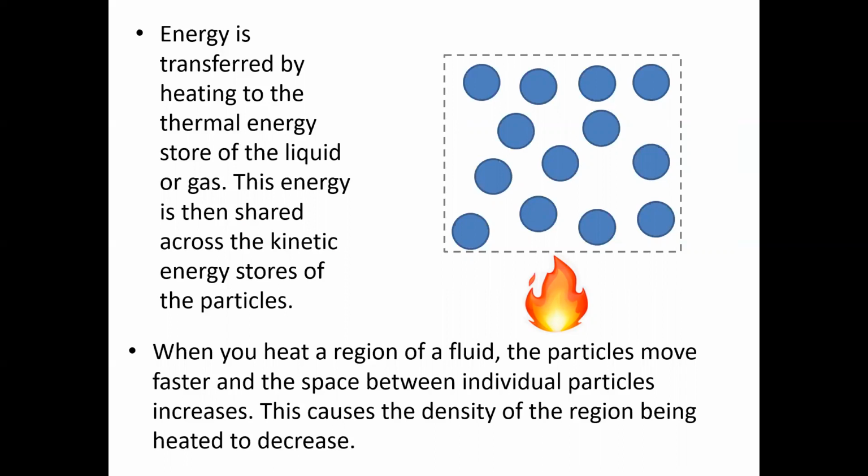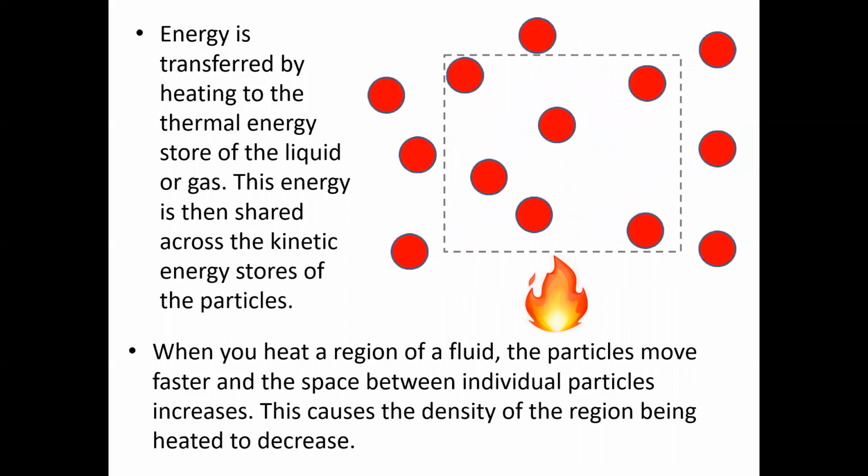So if we look at this animation here, you can see the particles within this area, okay? If these particles are heated, then they move further apart. And because of this, within a given volume, the number of particles will decrease, which means that you have a smaller mass within a given volume. This means that your density will decrease.